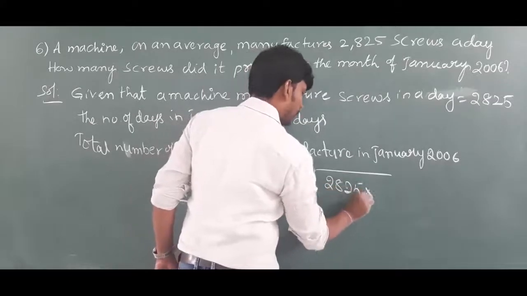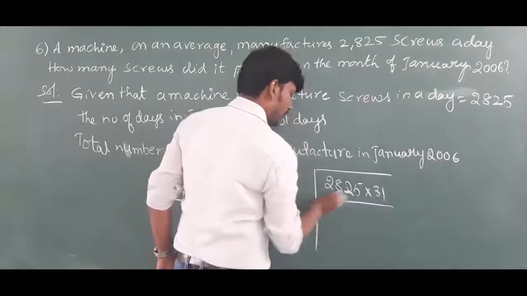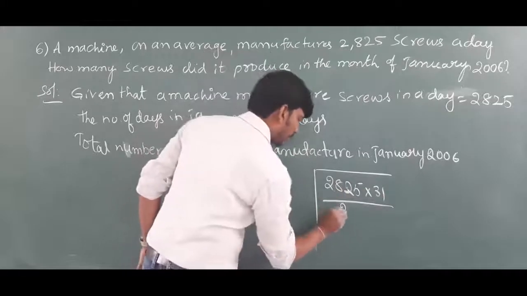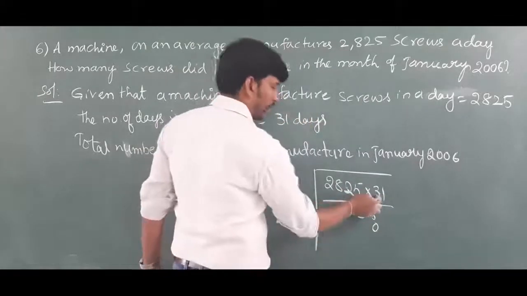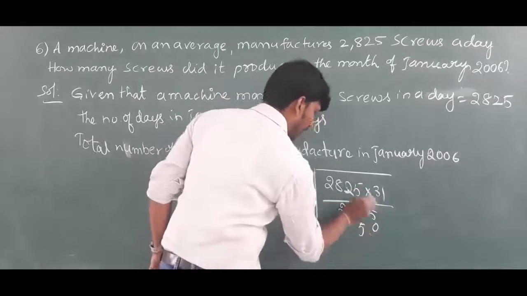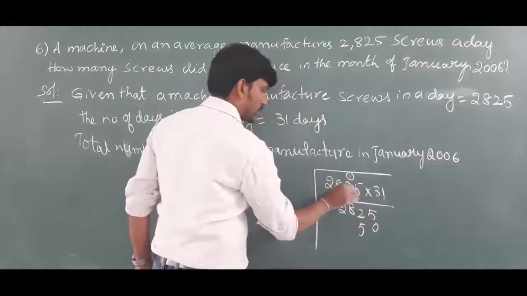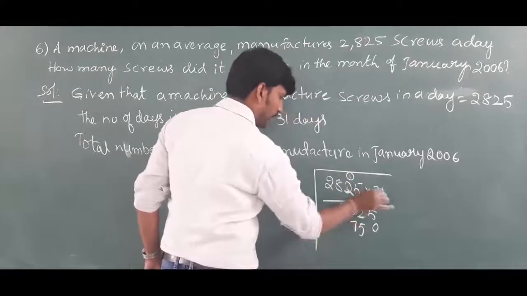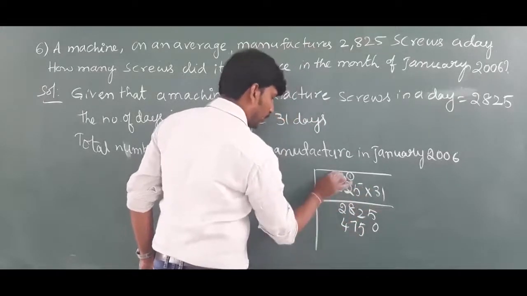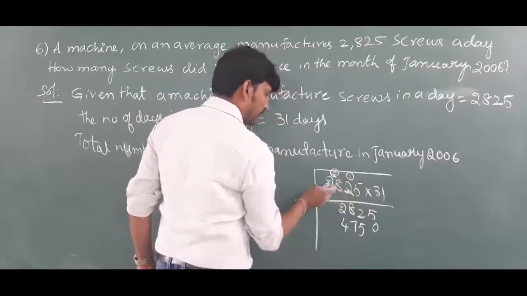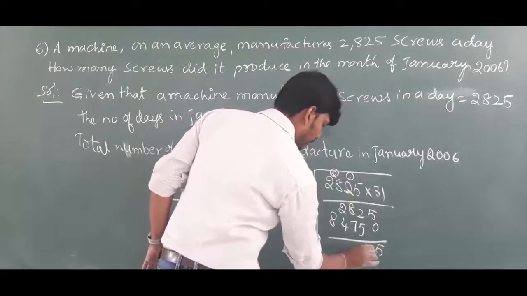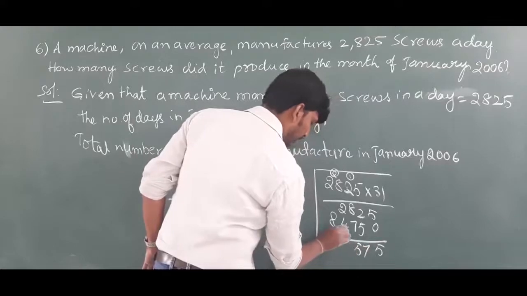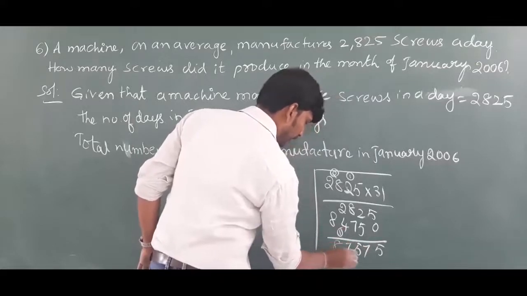2825 into 31. When you multiply with 1, you will get the same answer. That is 2825. It will become 0 here. 3 5s are 15, 1 carry forward. 3 2s are 6 plus 1 is 7. 3 8s are 24, 2 carry forward. 3 2s are 6 plus 2 is 8. So 5, 7, 15, 7, again 8.